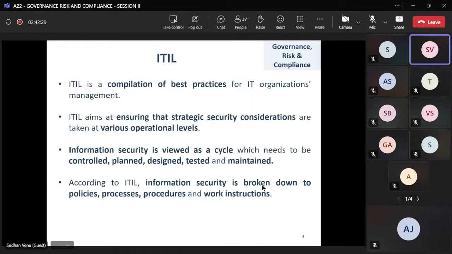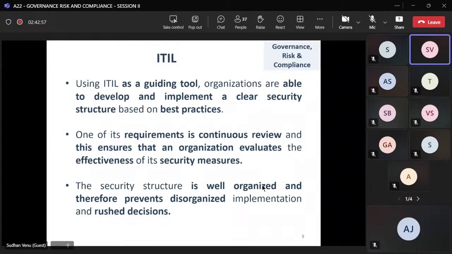And ITIL is a compilation of best practices for IT organization management, and the main aim behind ITIL is ensuring that strategy and security considerations are taken at various operational levels, and that information security is viewed as a cycle, which needs to be controlled, planned, designed, tested, and maintained. According to ITIL, information security is broken down into policies, processes, procedures, and work instructions.